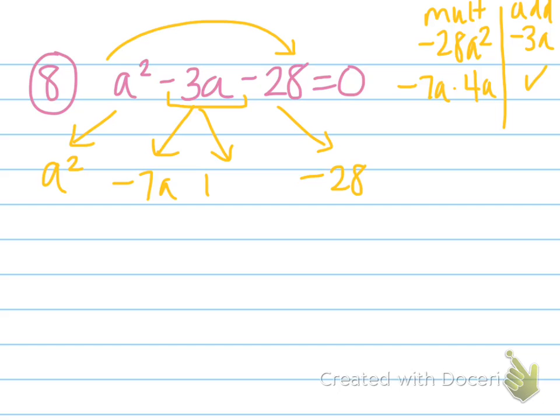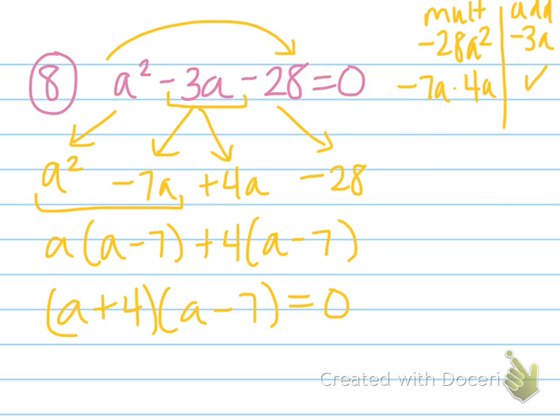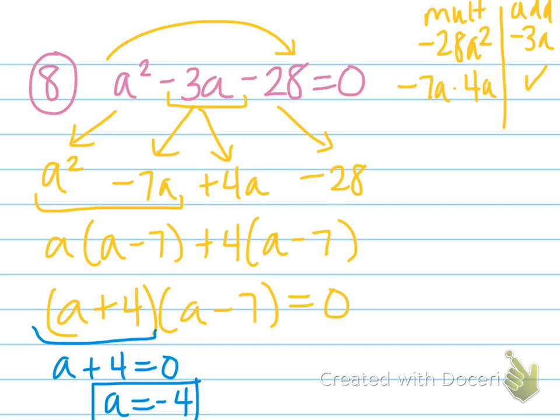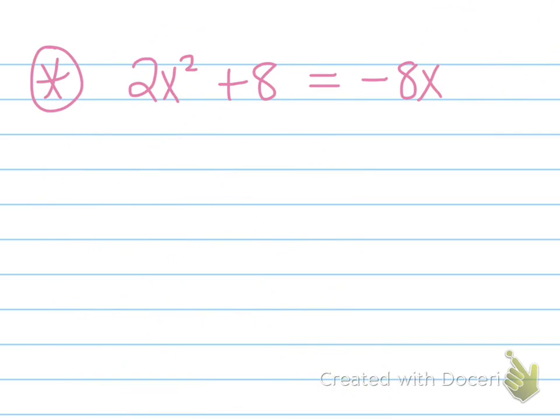So we factor by grouping, and we determine that a plus 4 times a minus 7 equals 0. So we set each of those factors equal to 0, and we solve each of them. So I get a equals -4 for one of my solutions, and for the other solution, if a minus 7 equals 0, then a must be 7. So that's two solutions for number 8.